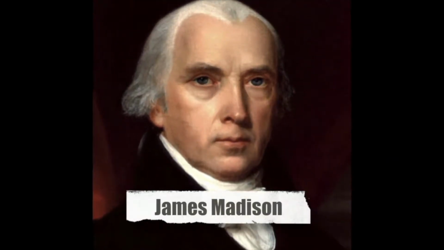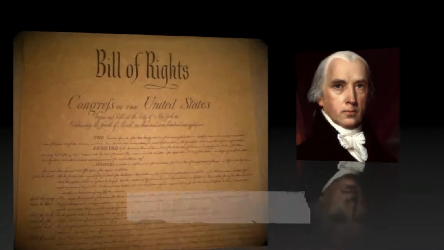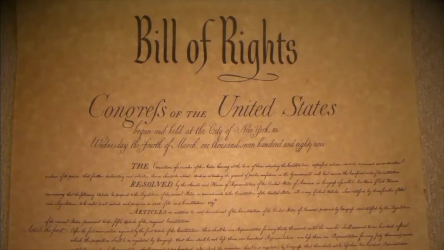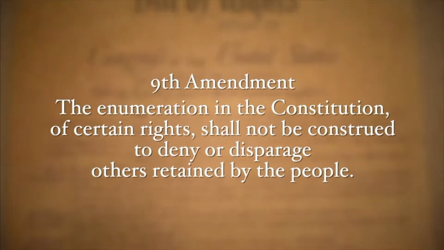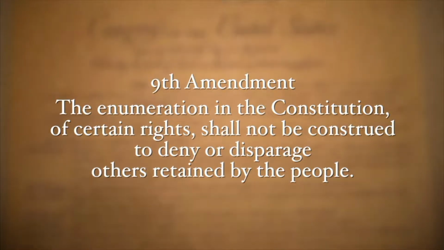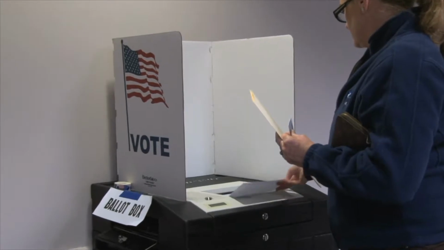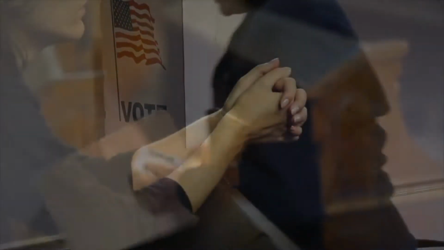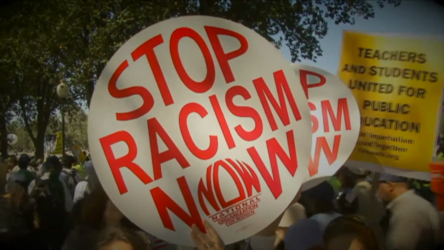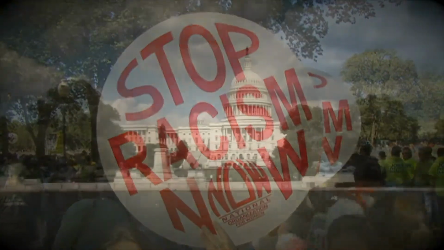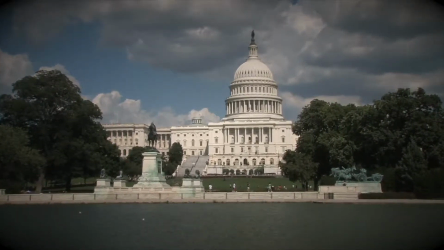James Madison, who's called the father of the Constitution, settled that issue by including the Ninth Amendment in the Bill of Rights. The Ninth Amendment states, "The enumeration in the Constitution of certain rights shall not be construed to deny or disparage others retained by the people." In other words, the rights of the people are not limited to those spelled out in the Constitution. And because a right is not listed, or enumerated, does not mean that the government can use its powers to prohibit the people from exercising that right.